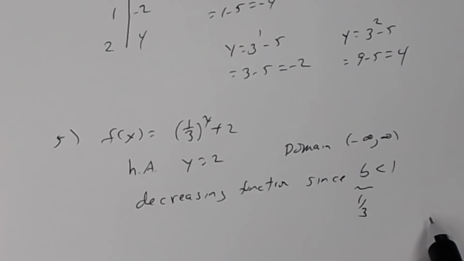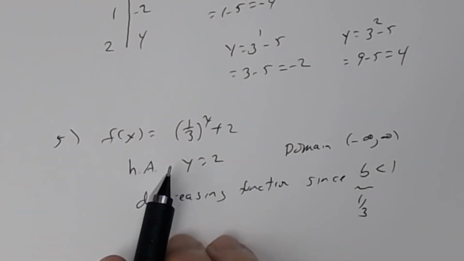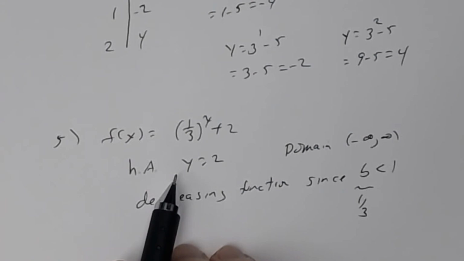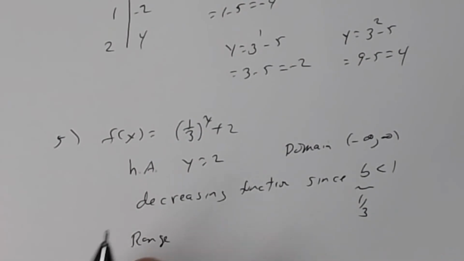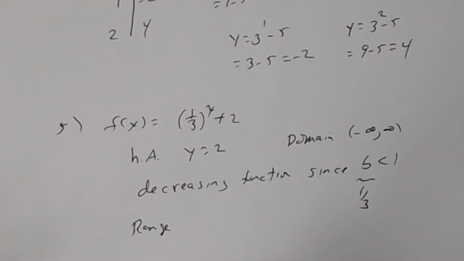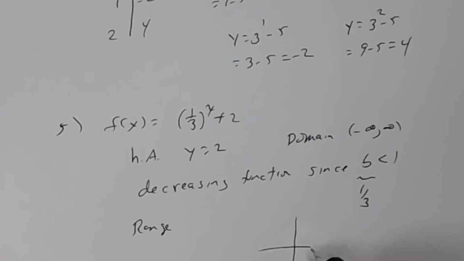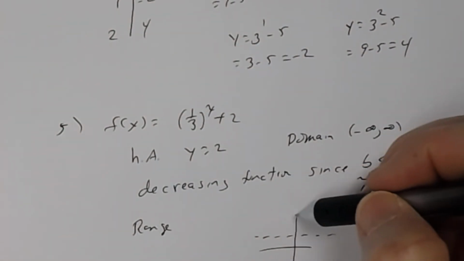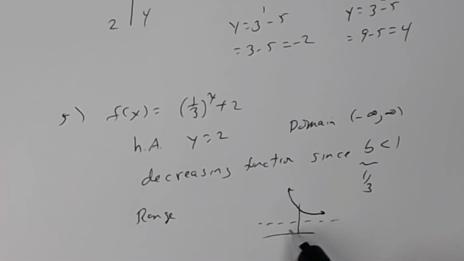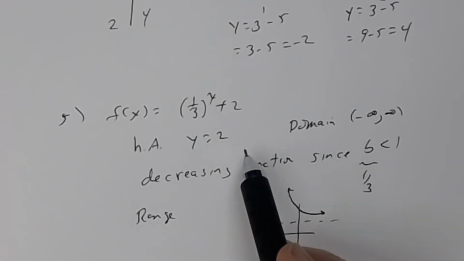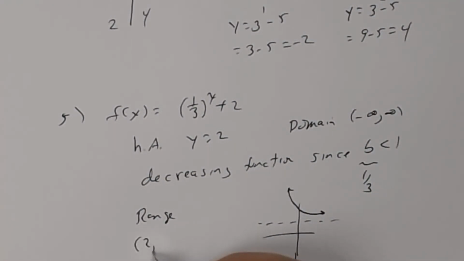You can tell me, without even graphing, the range. All right, so for us, everything has been above the horizontal asymptote. So in your mind, this is what you have. You have your horizontal asymptote. You know that this is decreasing, so you know your graph's going to look like this, right? You know that's what it looks like. So your range will be from the horizontal asymptote all the way to infinity. So the horizontal asymptote here is y equals 2. So you can say parentheses 2 to infinity. Okay?